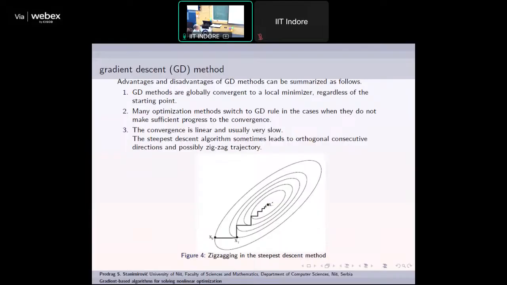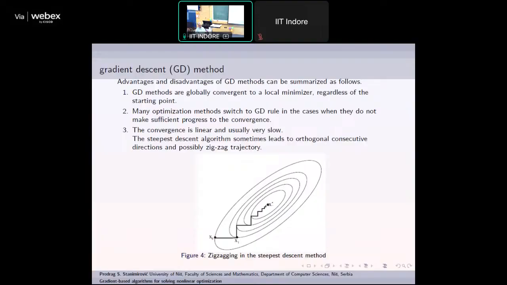What are the advantages and disadvantages of gradient descent methods, better to say, because this method is not unique. Advantage: GD, gradient descent methods are globally convergent to a local minimum, regardless of the starting point. A desirable property.